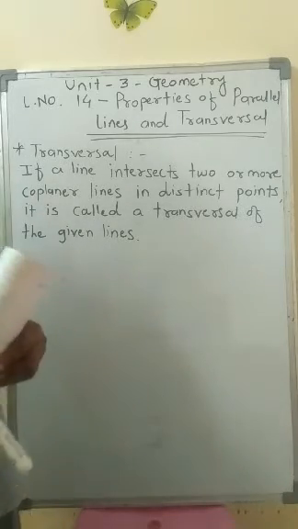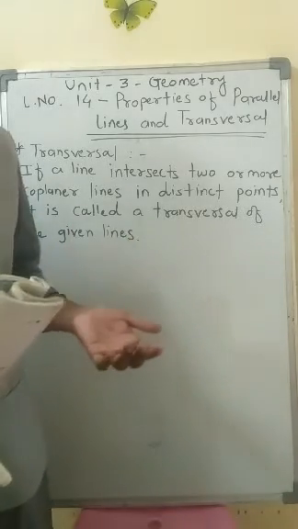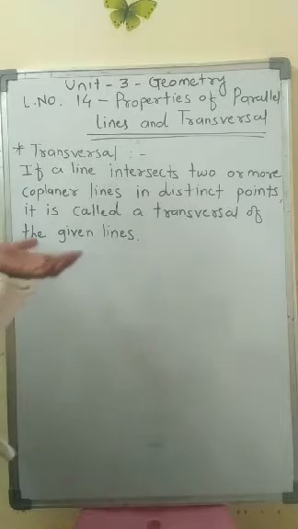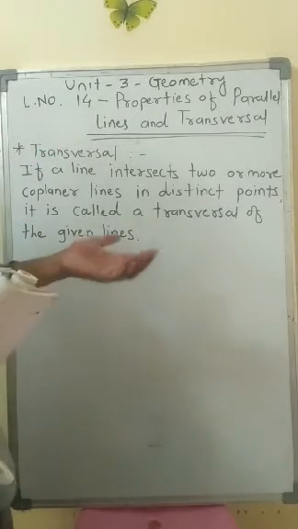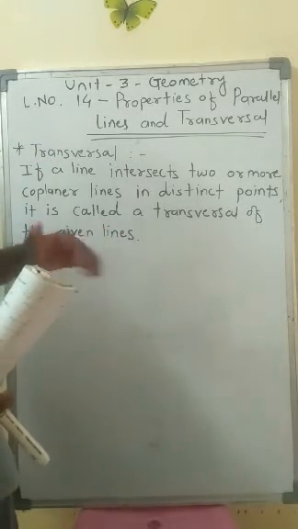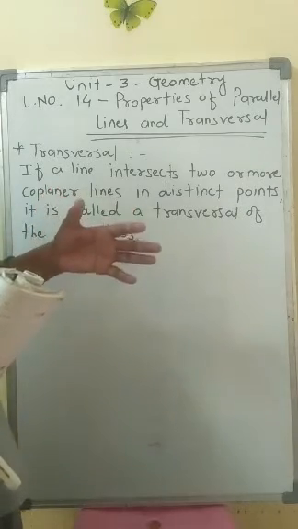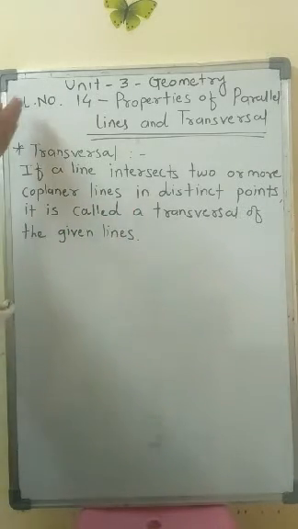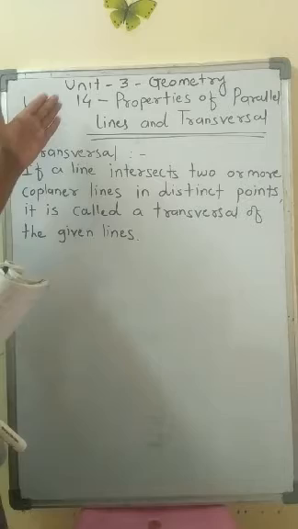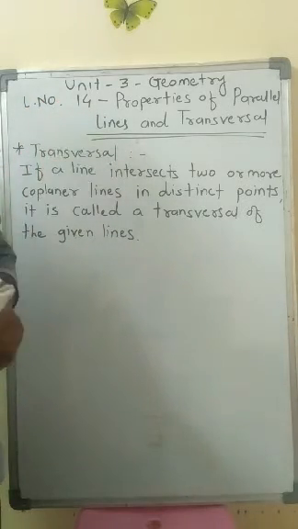In the previous lesson we already saw what is meant by types of angles, and also the transversal, how it is formed and how many angles are formed by using the transversal. So today we are going to start lesson number 14, that is properties of parallel lines and transversal.